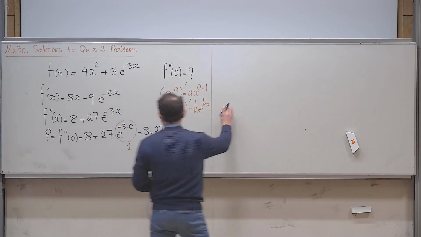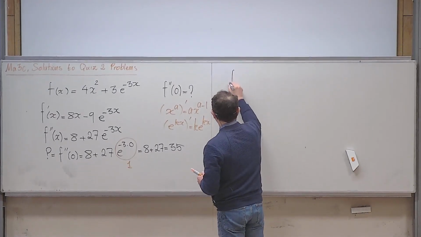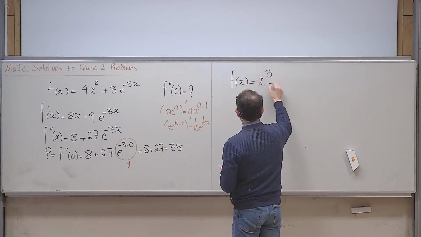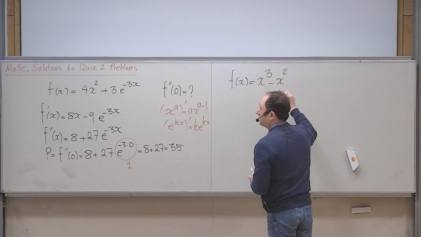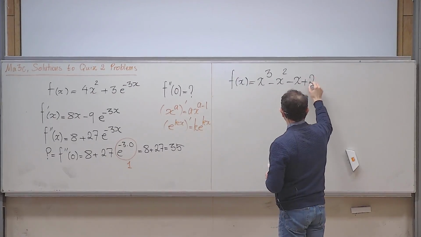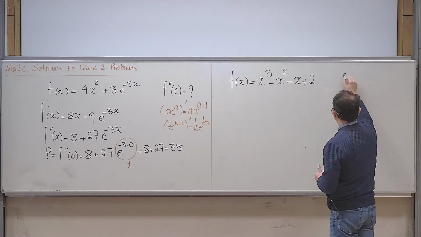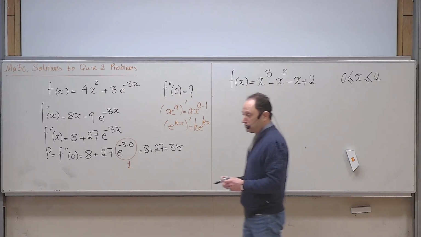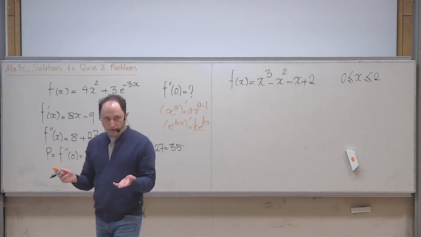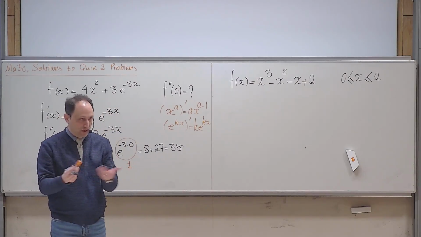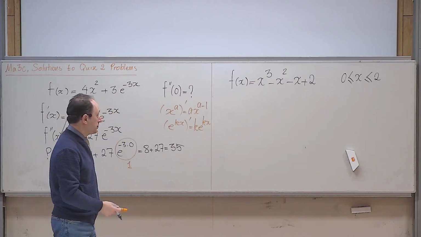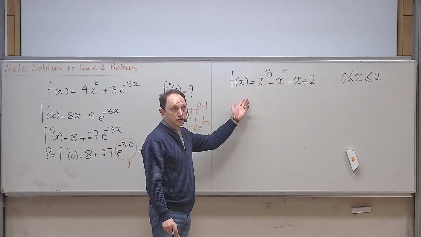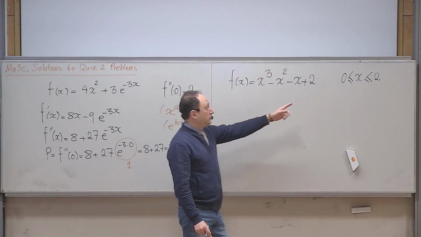So f of x is equal to x to the power of 3 minus x to the power of 2 and then minus x plus 2. The interval given to you is from 0 to 2. You are supposed to find the maximum and the minimum and the sum. You know what the sum is. You find the numbers and add them up. That number is called the sum. So I want to find the sum of the maximum and minimum values of this function on this interval.